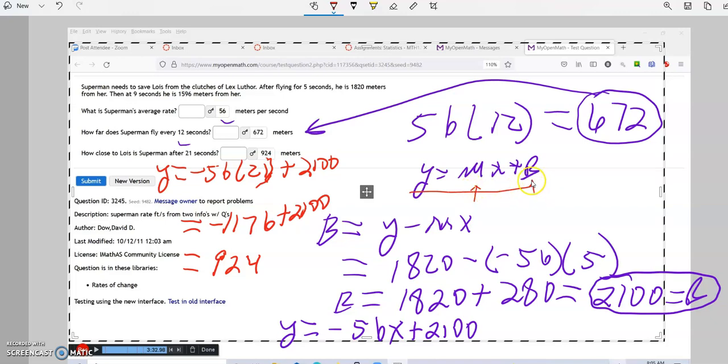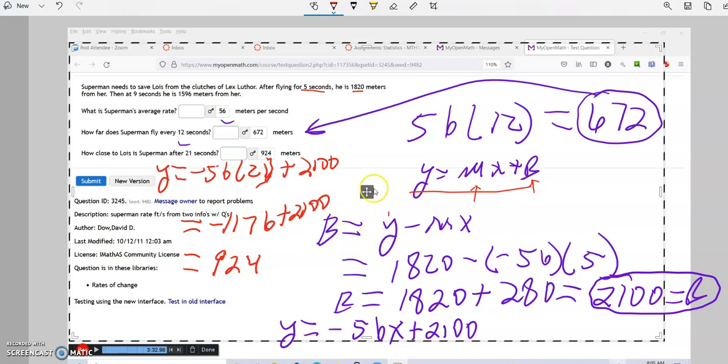How far away was Superman at the very beginning? I need to know that, okay? Well, I could rearrange it and say b equals y minus mx because I'm solving for b. Pick any of the x and y values. I'm going to just pick 5 for x, 1820 for y. I could have picked 9 for x and 1596 for y and got the same exact answer. So pick either one.